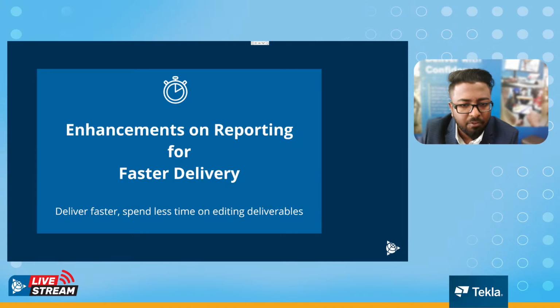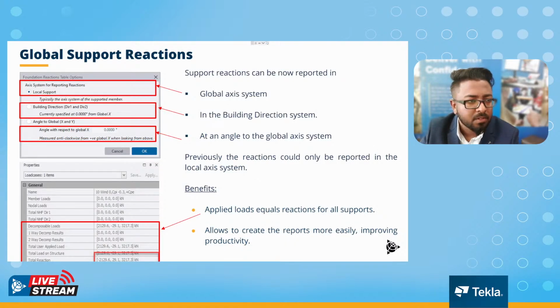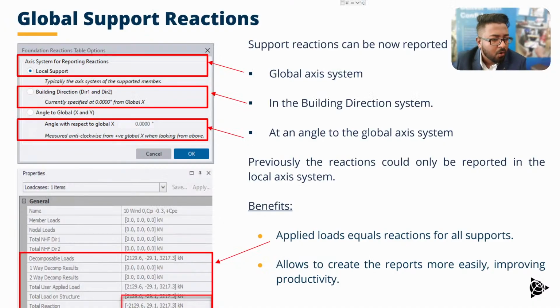We have a couple of enhancements that have been included in this release for faster delivery. The first enhancement is on the global support reactions. Previously, these reactions could only be reported in the global axis system. Now you can view those reactions in the global axis system, in the building direction system, or at an angle to the global axis system. The benefit of this is to verify that the applied load equals the reactions of all the supports.